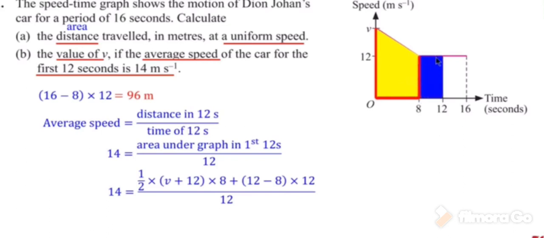Rectangle in blue color, because our area is only until the first 12 seconds, not the whole rectangle. So we need to be very careful. The width is 12 minus 8, times 12. Then we solve. So 14 times 12 equals, simplify carefully, and you get 14 times 12 equals 4V plus 48 plus 48.